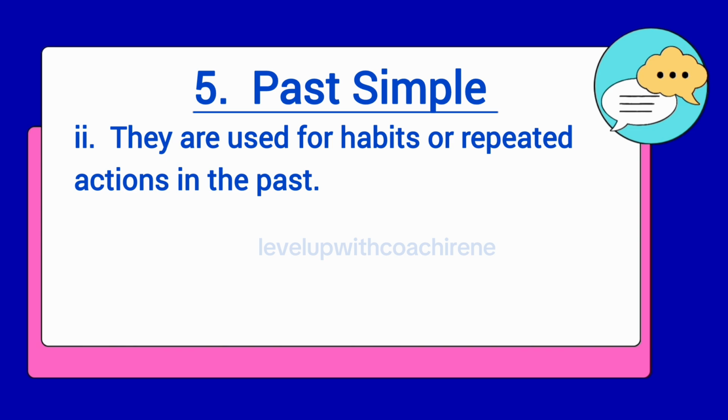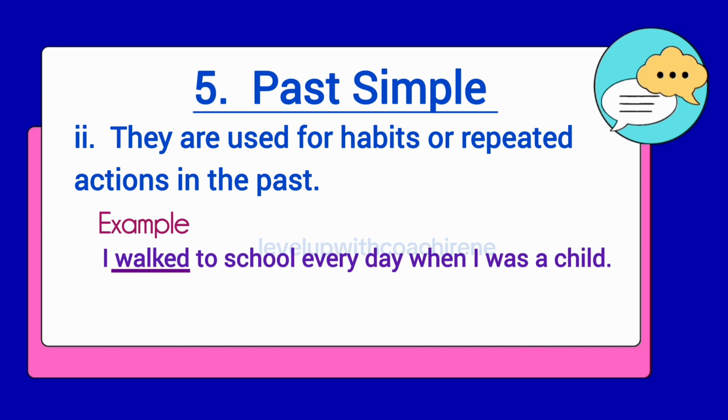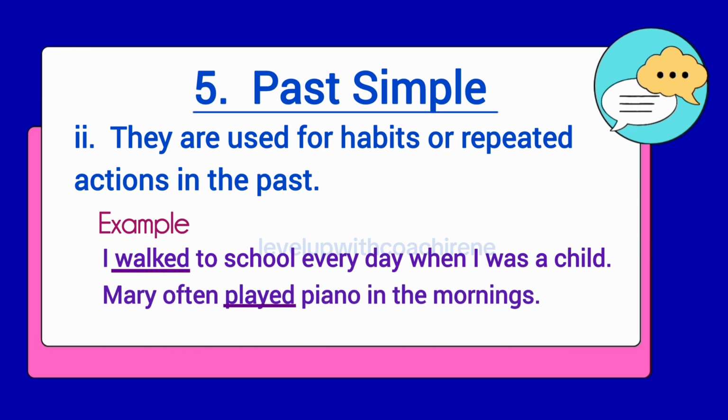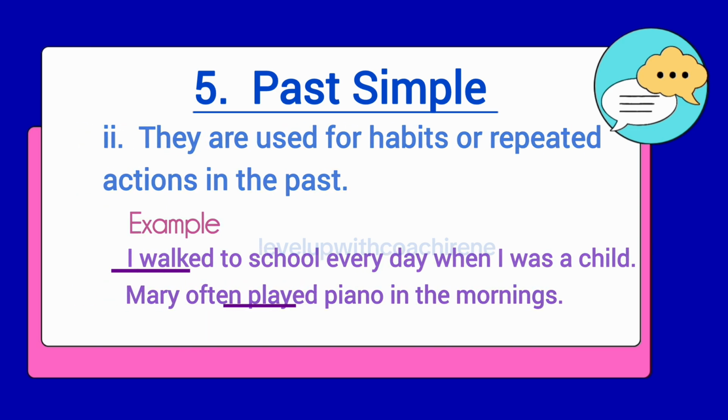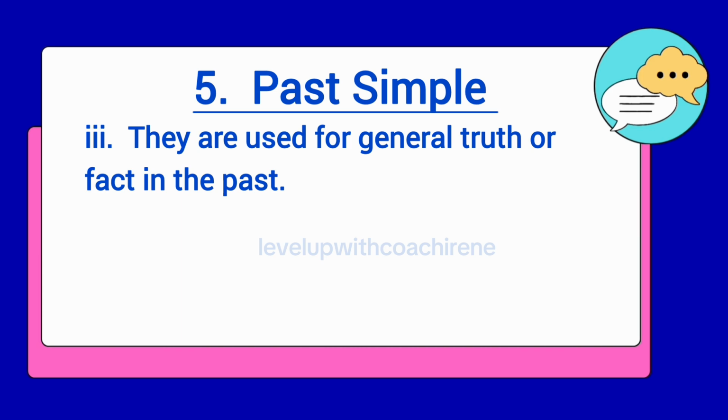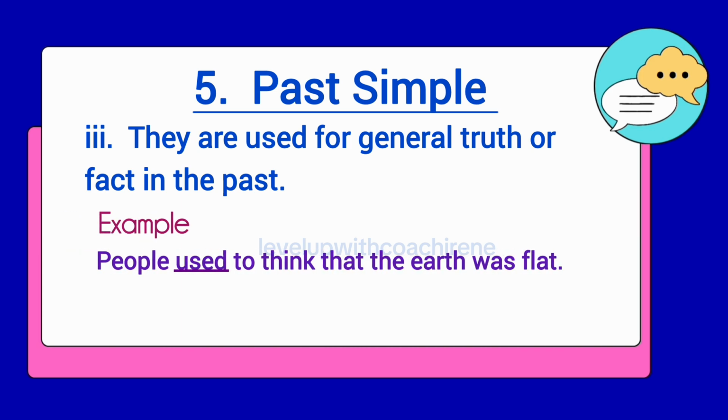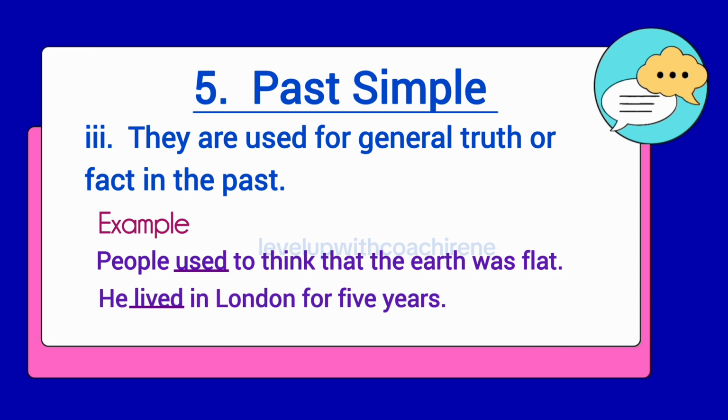In addition, they are used for habits or repeated actions in the past. For example, I walked to school every day when I was a child. Mary often played piano in the mornings. Lastly, they are used for general truth or fact in the past. For example, people used to think that the earth was flat. He lived in London for 5 years.